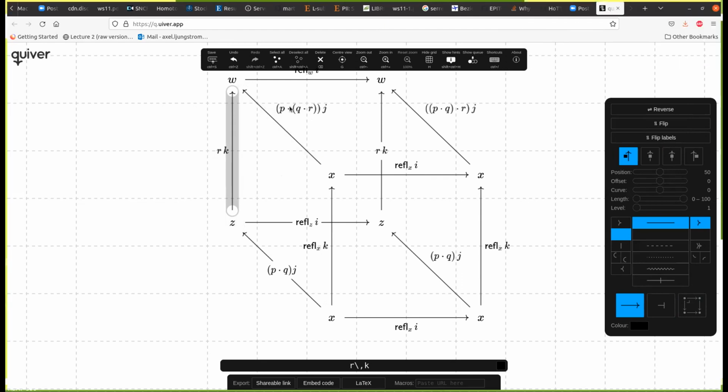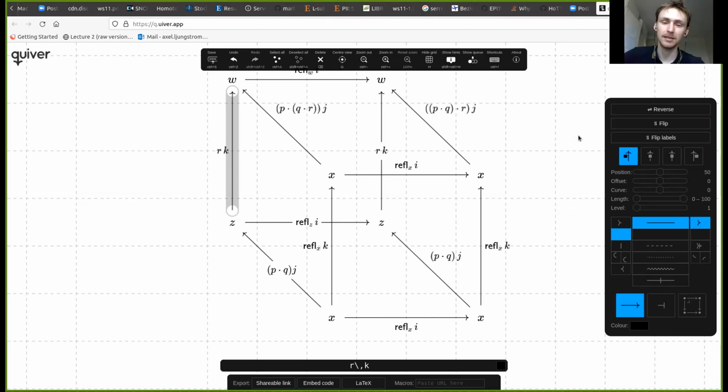I understand that, but my question is, how have we made any progress? Because the left-hand face seems to be exactly saying what we originally were trying to say. Because if you use the filler of the composition, like you said, you will get exactly P compose Q compose R.